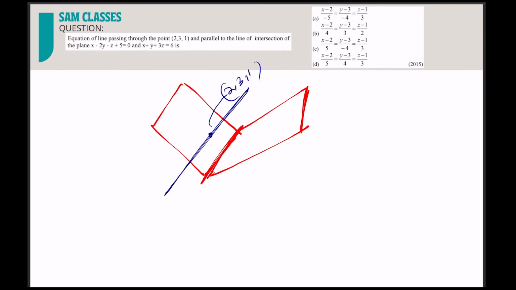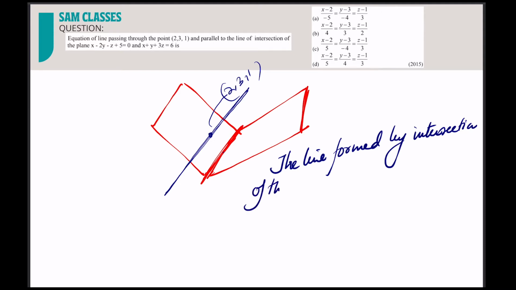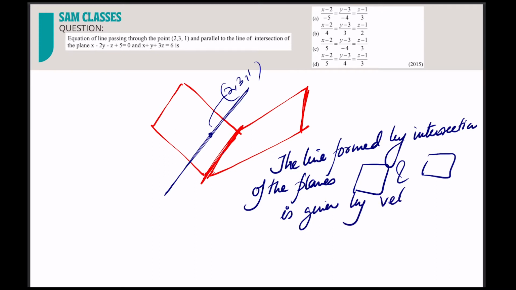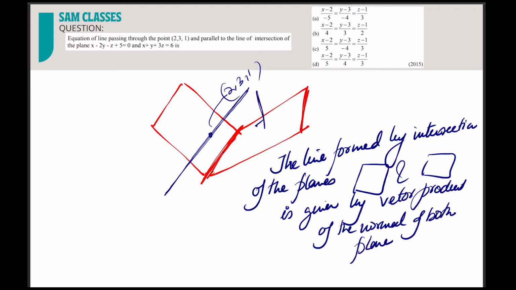Understand, whenever they say that a line is formed by the intersection of any two planes, then basically its direction is given by the vector product of the normals of both planes. So for understanding, let's say this is the normal for this plane first, and this is the normal for the other. So for this line, this is also the normal, this is also the normal. So if you do a cross product of these normals, you will get the direction of the line, nothing more than that.